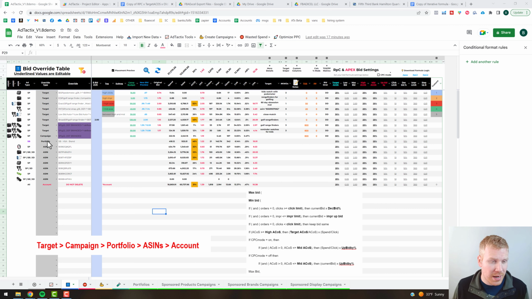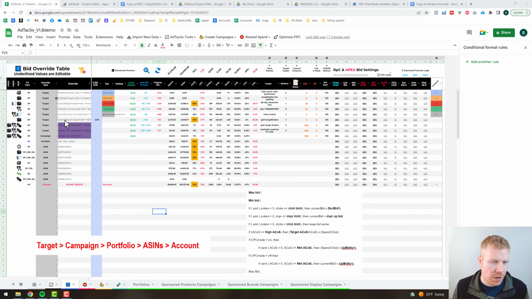For portfolios, you could have the same portfolio name in your sponsored products, brands, and display, and you just literally have a few rows worth of segmented portfolio rows that you set bid settings for.